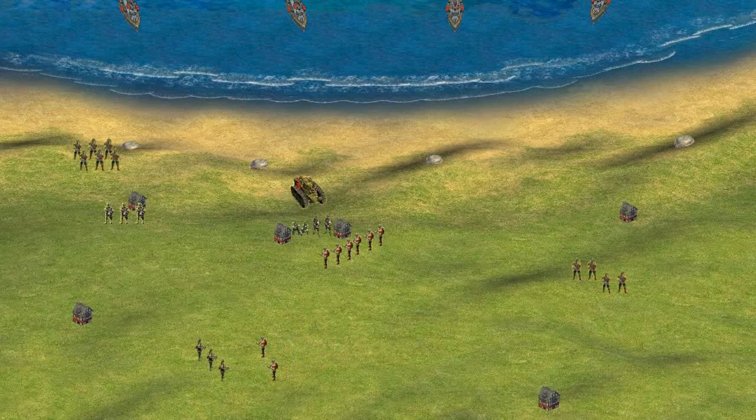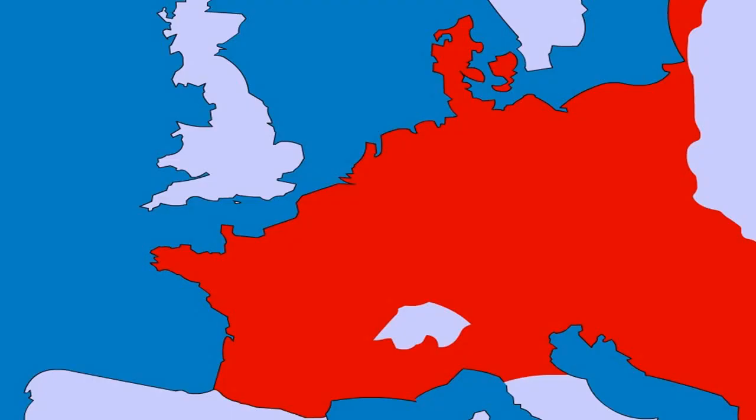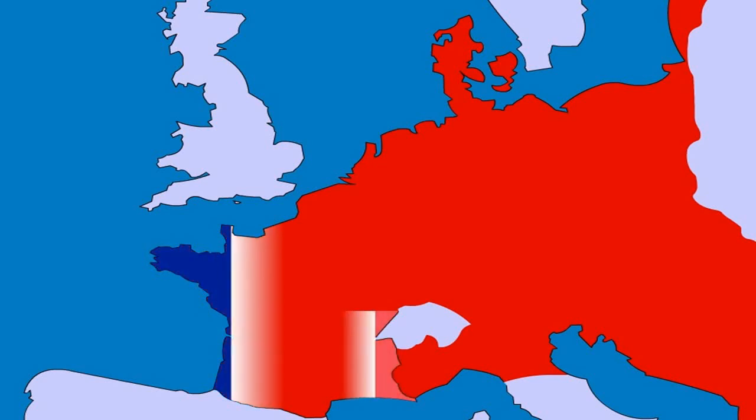At the end of the battle, the Americans had lost over 800 soldiers. The German losses numbered around 2,000. This was a victory for the Americans. The invasion on D-Day began the two-front war that Hitler had hoped to avoid. Although they suffered high casualty rates, the Allies quickly advanced to Paris, and by the end of August, France had been fully liberated.